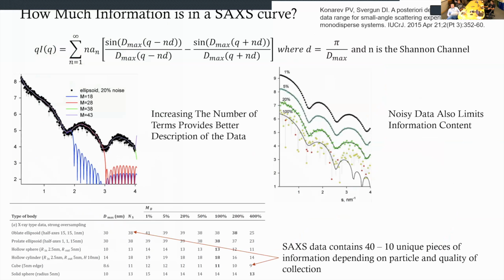How much information is there in a SAXS curve? Okay, so it's a lot less than crystallography. All right, so there is a program out there called Shannon, which does a Shannon channel analysis, and it will tell you that depending on the noise and depending on your molecule, you can get anywhere between 9 and 40 unique pieces of information. Okay, so that is absolutely not enough to reconstruct an atomic crystal structure or something like that, right? The number of parameters that you need to define lysozyme are in the thousands. Okay? You'll never get there with SAXS data that just has 8 to 40 pieces of information.